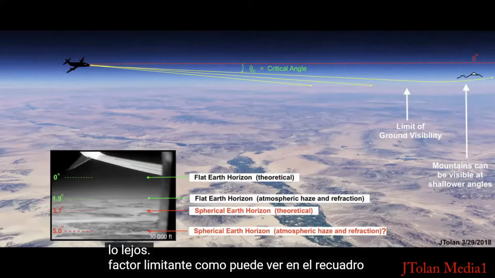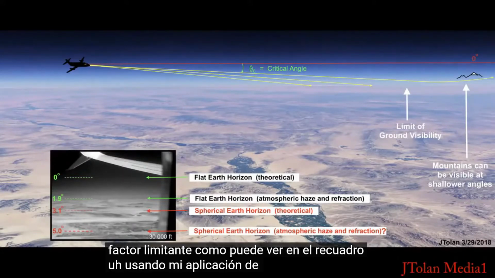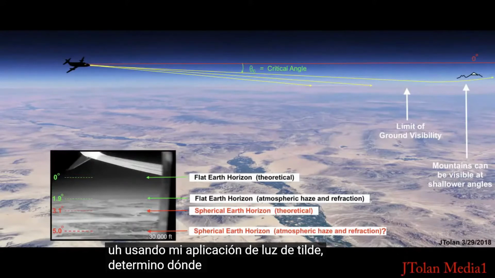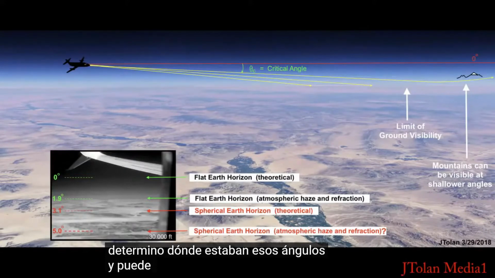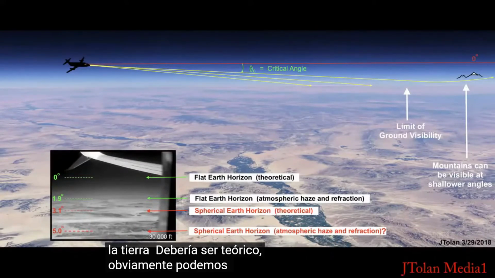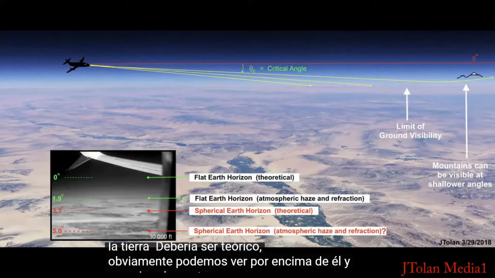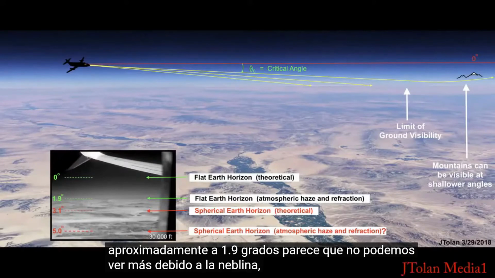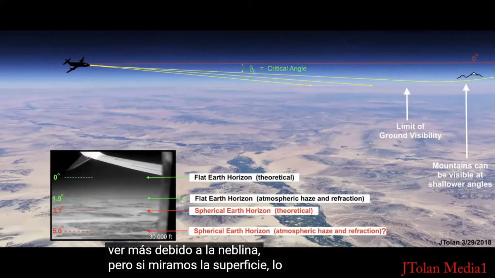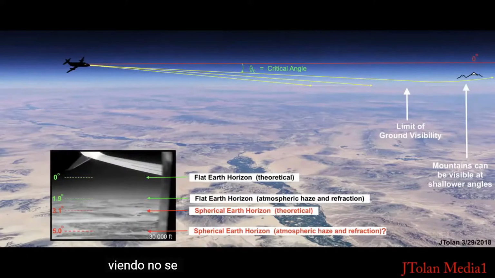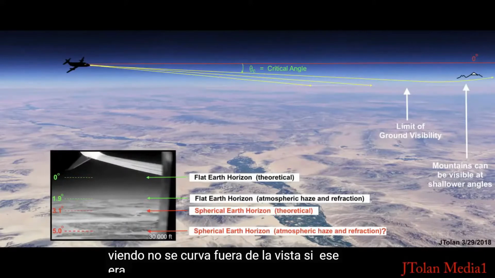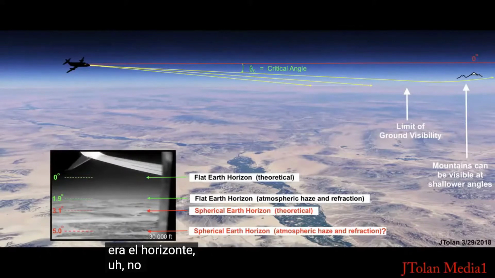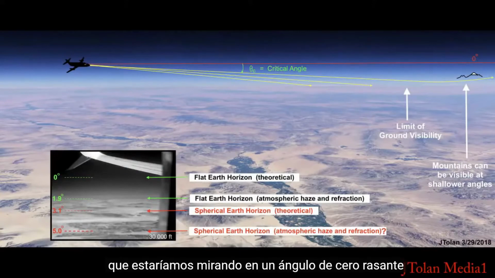As you can see in the inset, using my theodolite app, I determined where those angles were, and you can see that where the spherical Earth horizon, the theoretical, should be, we can obviously see above it. And at about 1.9 degrees, it seems like we can't see anymore because of the haze. But if we look at the surface that we're seeing, it doesn't curve out of view. If that were the horizon, it wouldn't look like that. We would be looking at a zero grazing angle.